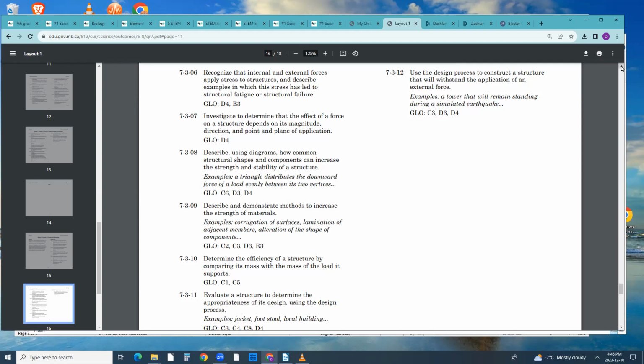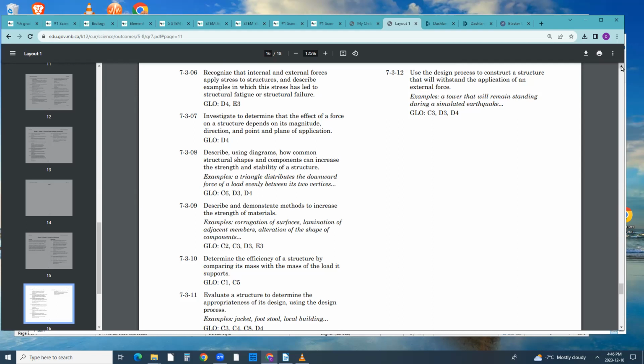Describe and demonstrate methods to increase the strength of materials. Examples: corrugation of surfaces, lamination of adjacent members, alteration of the shape of components. Determine the efficiency of a structure by comparing its mass with the mass of the load it supports. Evaluate a structure to determine the appropriateness of its design, using the design process. Examples: jacket, footstool, local building.